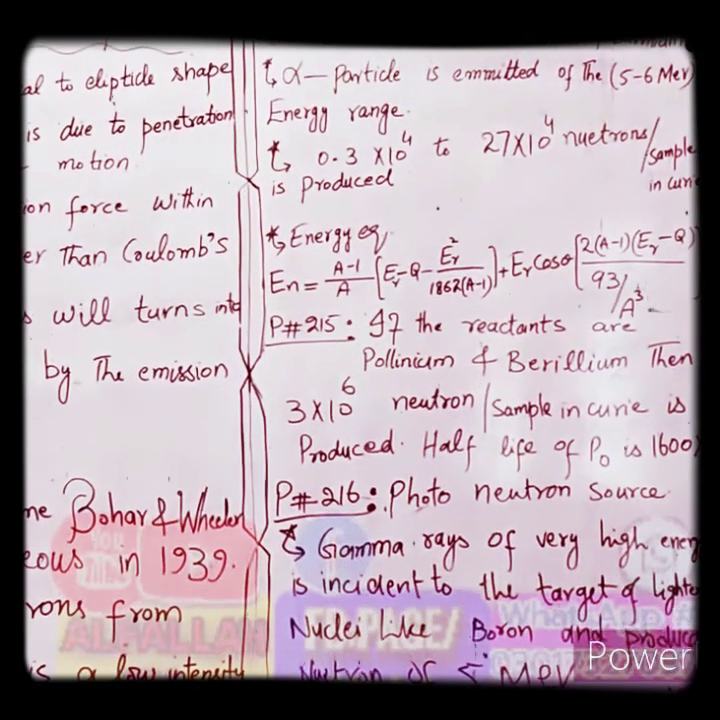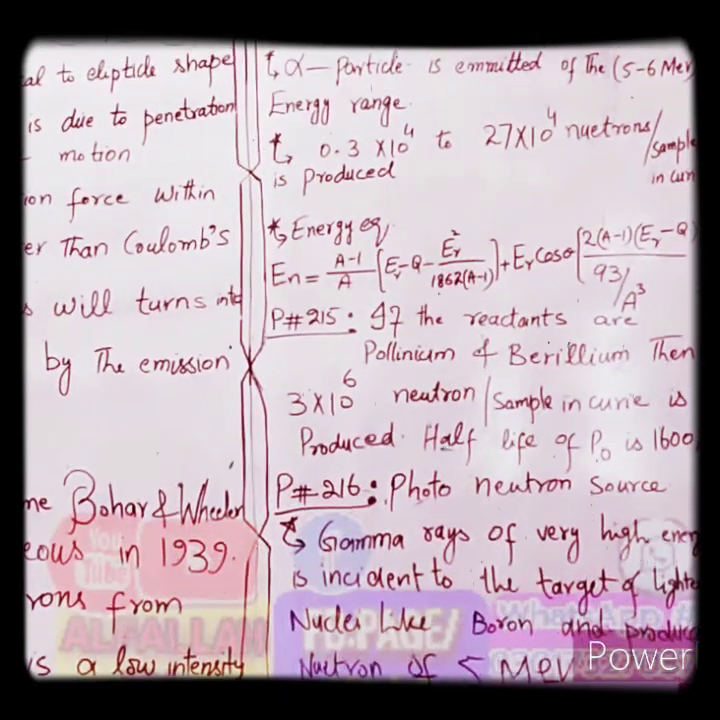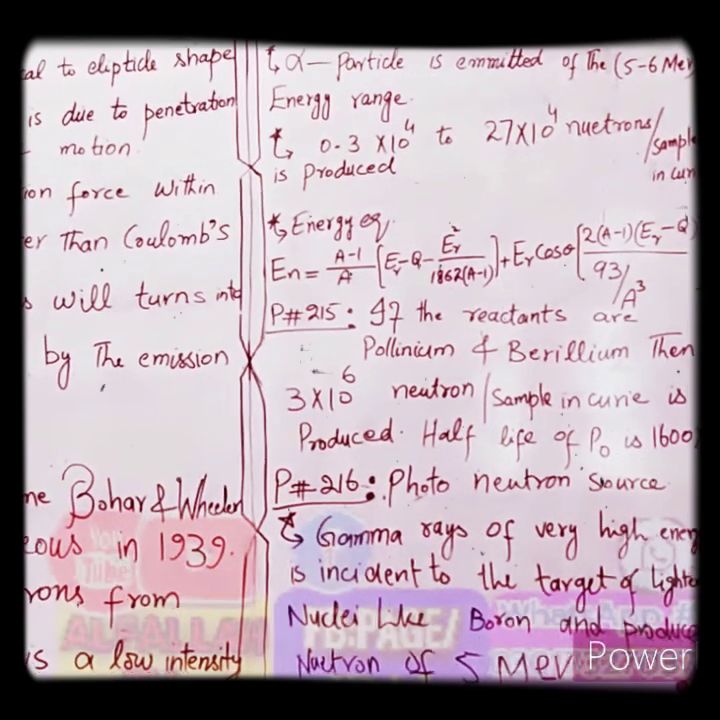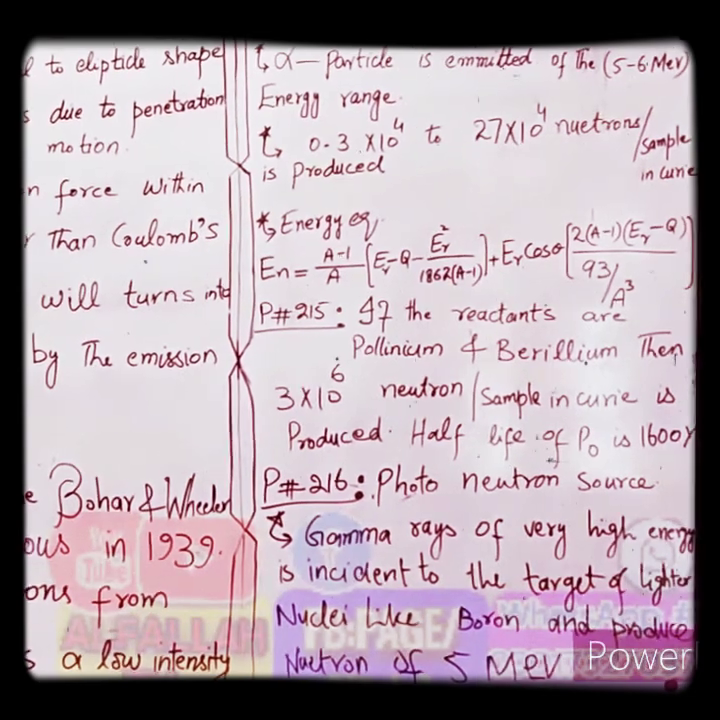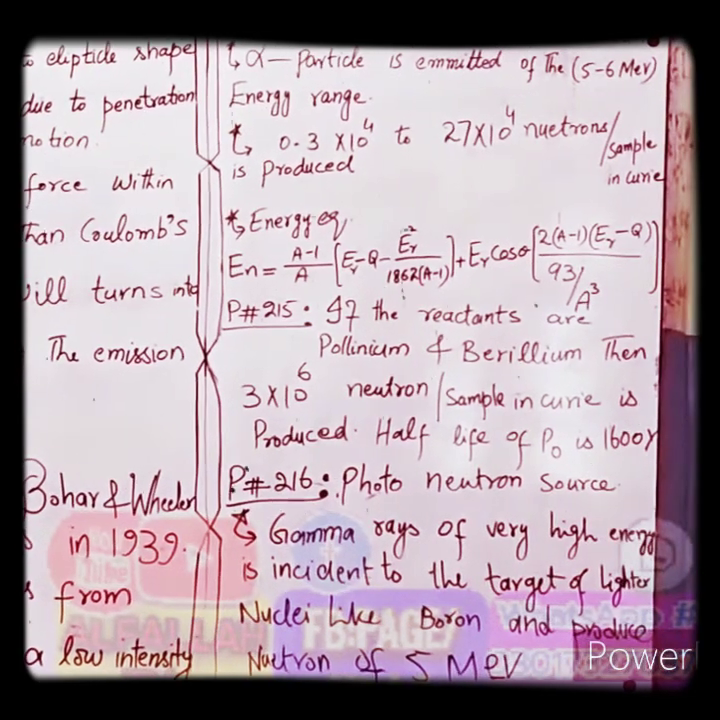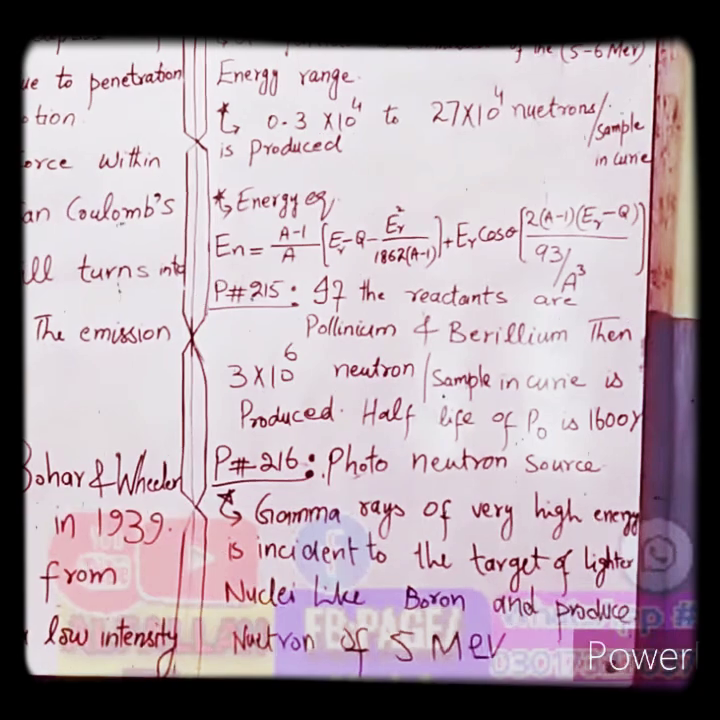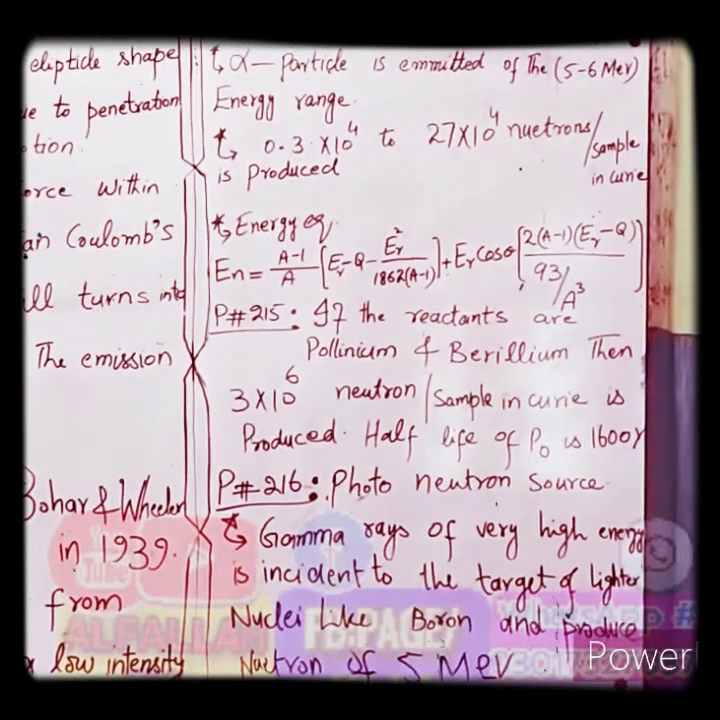Its energy equation is given as En is equal to (A minus 1 over A) into Er minus Q minus Er square over 1862 into (A minus 1) plus Er cos theta into 2 into (A minus 1) Er minus Q over 93 over A cube.